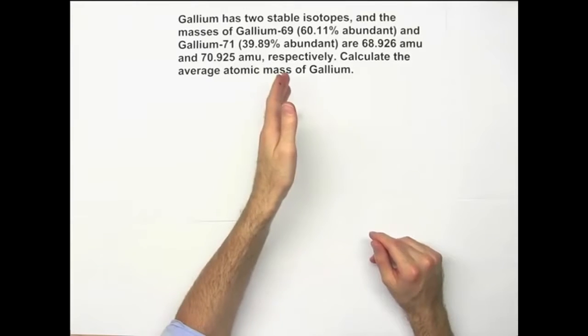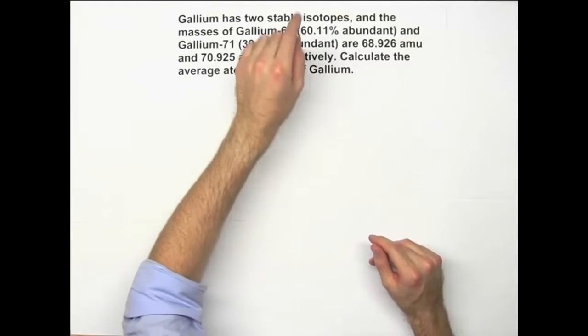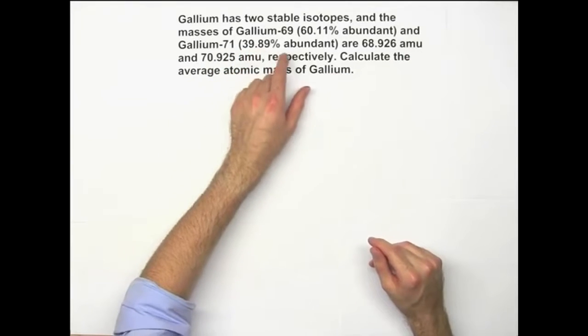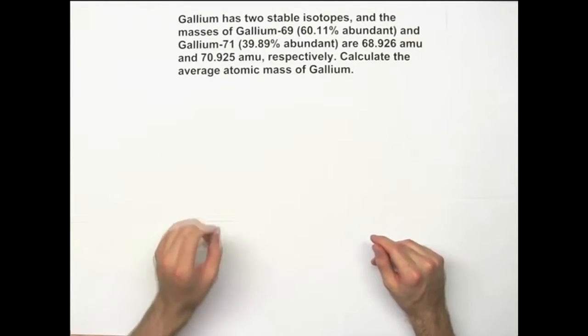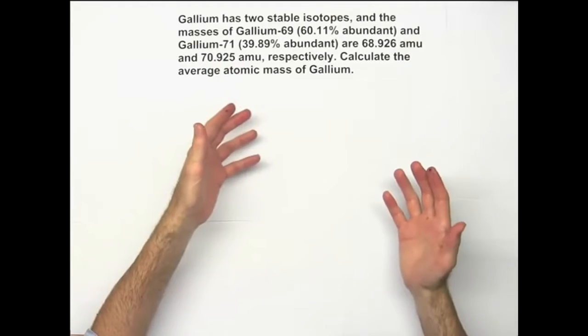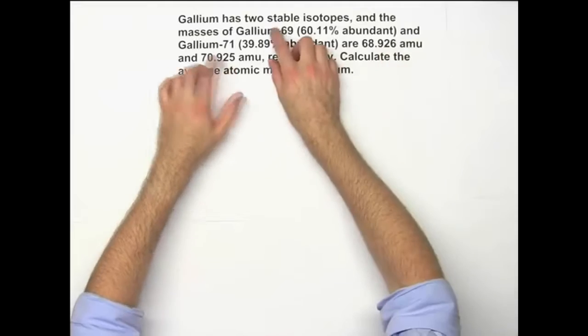Gallium has two stable isotopes, and the masses of gallium-69, which is 60.11% abundant, and gallium-71, 39.89% abundant, are 68.926 AMU and 70.925 respectively. You know what respectively means? It means we've got two masses here and two atoms here.